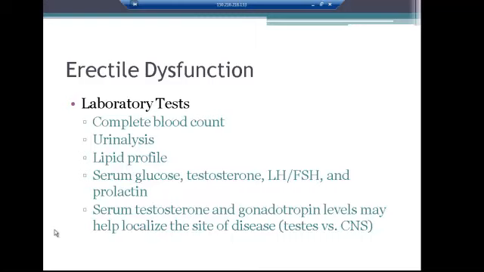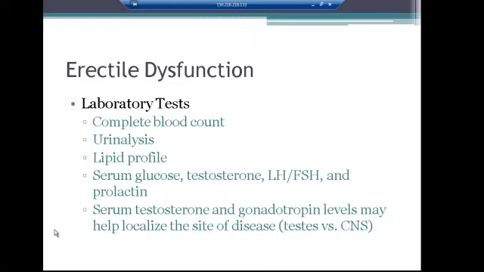But honestly, there are some labs that you need to consider as well. Okay, a CBC, just their general health, to see how they're doing. A urinalysis is important. You can do a urinalysis with micro. Urine specimens that have sperm in them indicate retrograde ejaculation, so it's important to think about that. A lipid profile: you need to make sure there's no underlying cardiovascular disease. Check their risk. Check a serum glucose, testosterone levels, LH and FSH, prolactin levels. Make sure there's not a pituitary disorder.